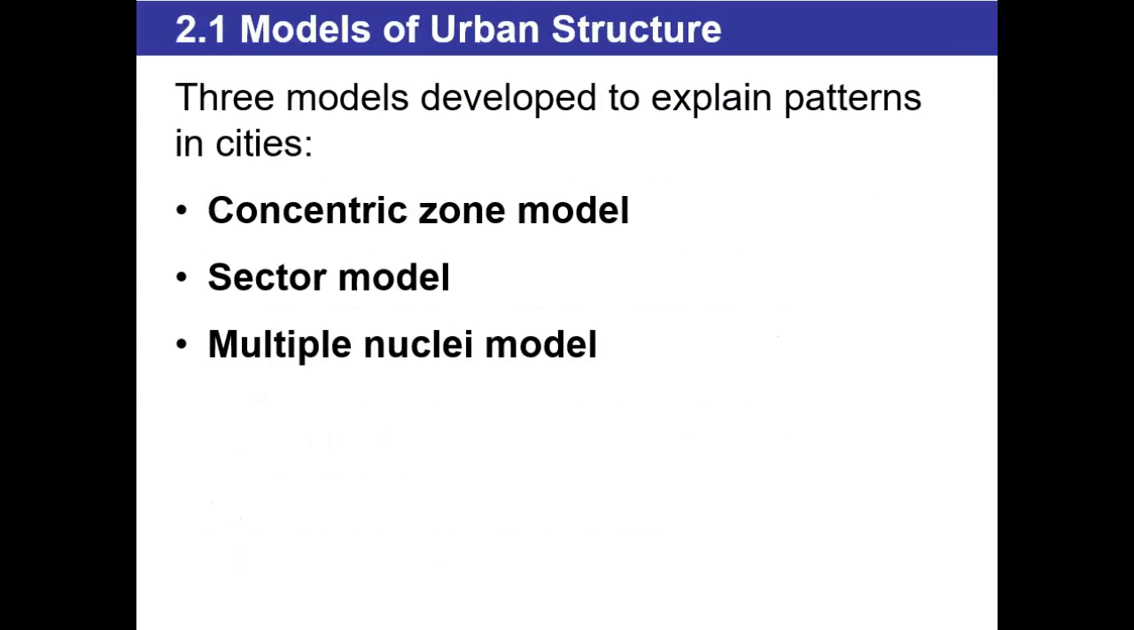People are not distributed randomly within urban areas. They concentrate in particular neighborhoods depending on their social characteristics. Geographers describe where people with particular characteristics are likely to live within an urban area, and they offer explanations for why these patterns occur. Three models have been developed to explain patterns in cities. These models include the concentric zone model, the sector model, and the multiple nuclei model.